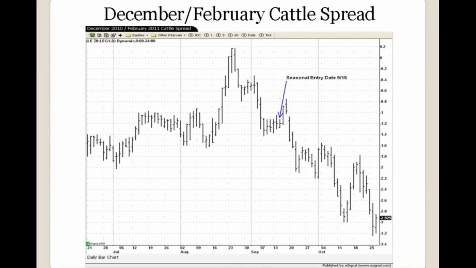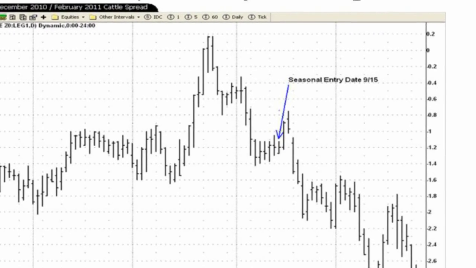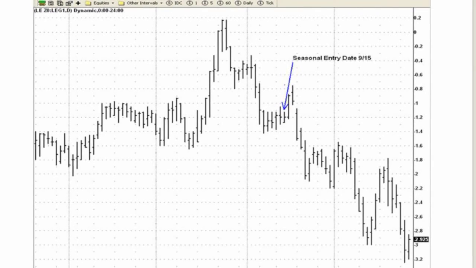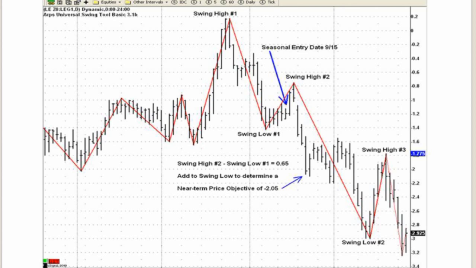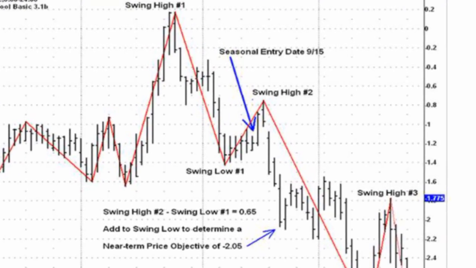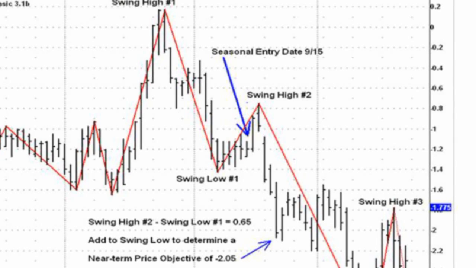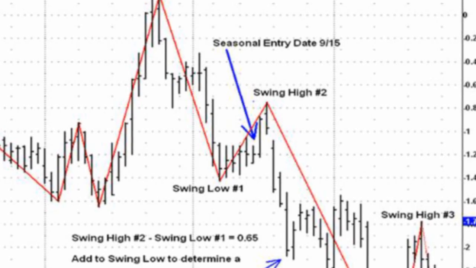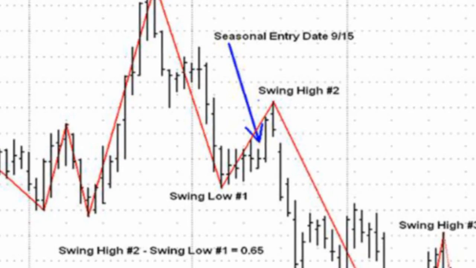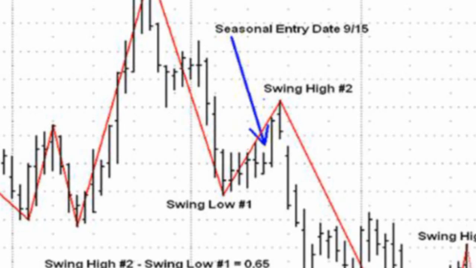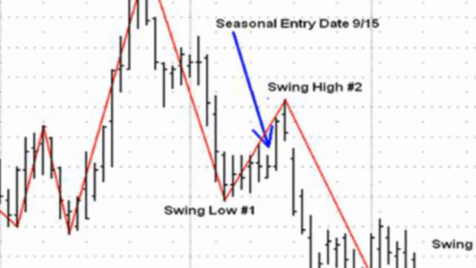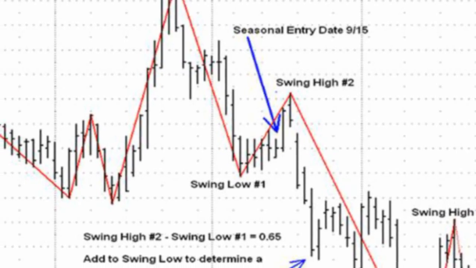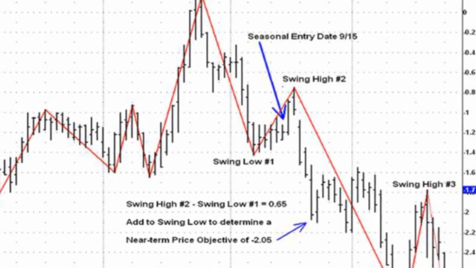Our first example is the December-February live cattle spread. Here we have a plain bar chart with an arrow showing our seasonal entry date of September 15th. Once we apply our swing lines and other chart detail, the trade begins to take shape. On September 17th, we had a daily reversal occur identified as swing high number 2, which triggered us into the trade using a market on close order or the following day with a market on open order, and always with a trailing stop order. In either case, we have improved on our entry price beyond using just a seasonal time frame to enter the trade.